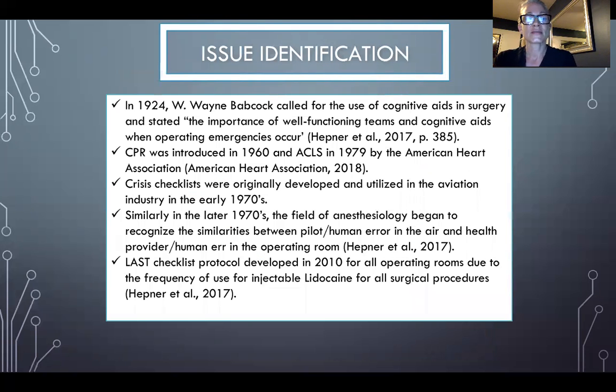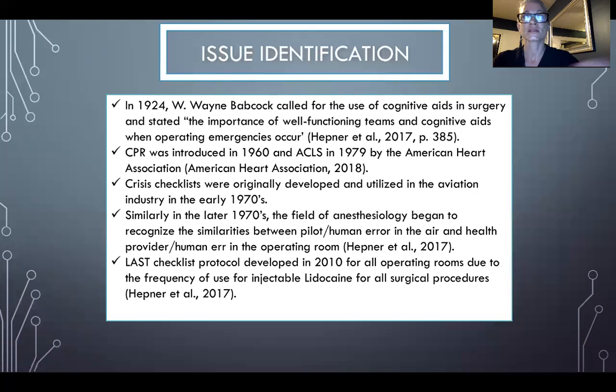Going back to the issue identification, the history of crisis checklists, which we're going to focus on now, and the use of cognitive aids. In 1924, Wayne Babcock called for the use of cognitive aids in surgery and stated the importance of well-functioning teams and cognitive aids when operating emergencies occur. Now, CPR was not introduced until 1960, and advanced life support not until 1979 by the American Heart Association, which I actually found to be quite interesting because I did not know that prior.